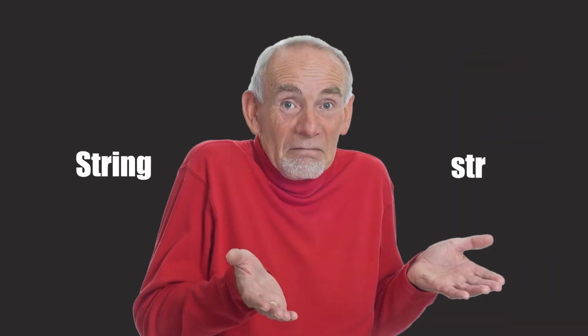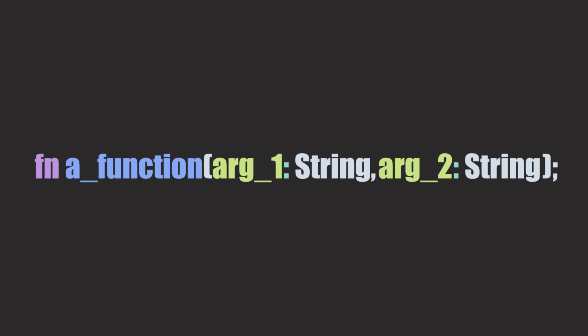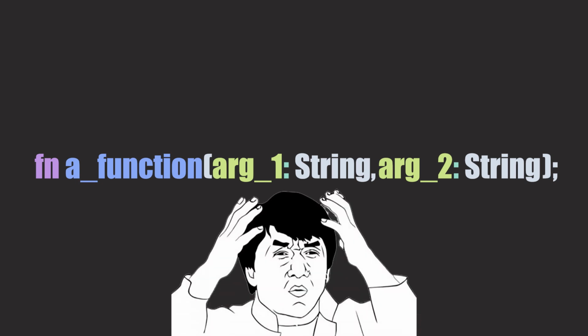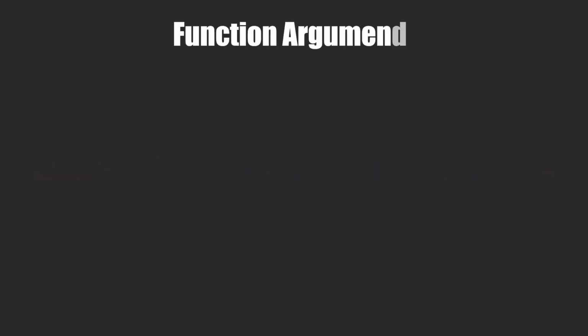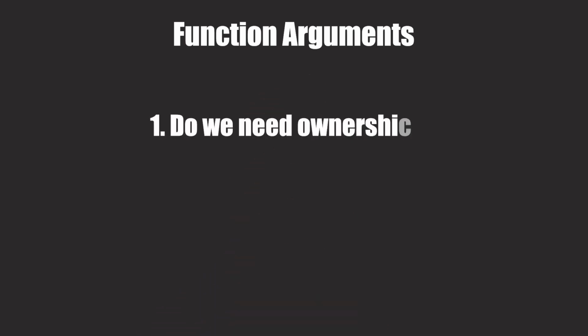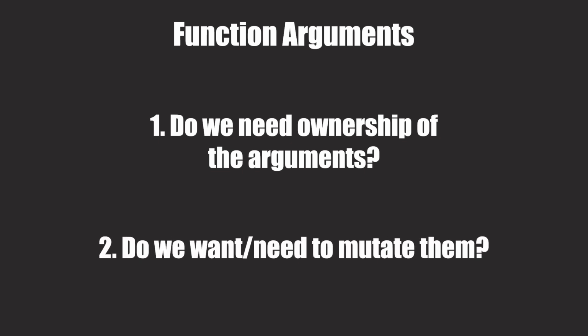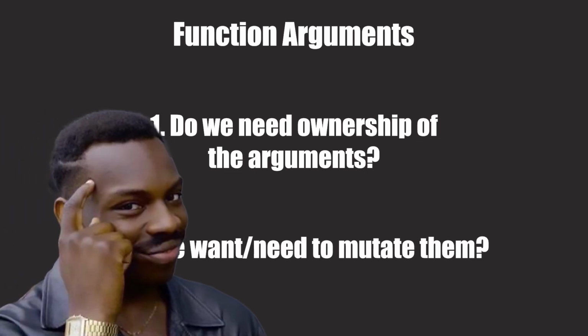To answer the question from the beginning, however, if you remember, when to use which of those types, we need to go a little further. Let's start by taking a look at function arguments, because it's not uncommon to pass one or multiple strings into a function. And this is often where the struggle begins. When dealing with function arguments, we usually need to ask ourselves 2 questions. Do we need ownership of the argument or arguments? And do we want or need to mutate them? If we can successfully answer these questions, we can already derive our answer.